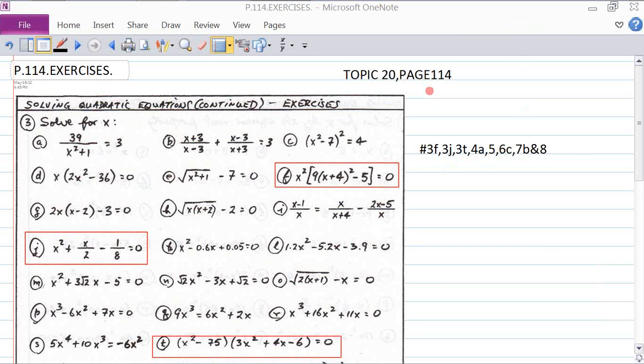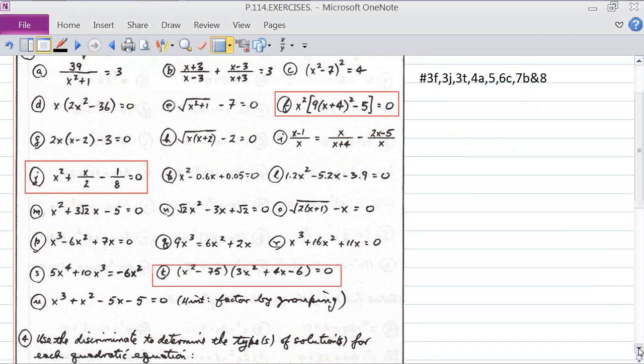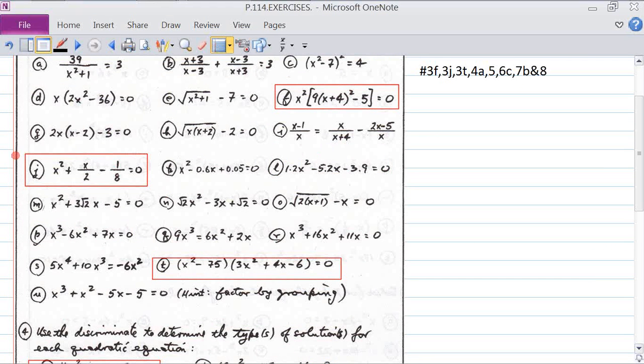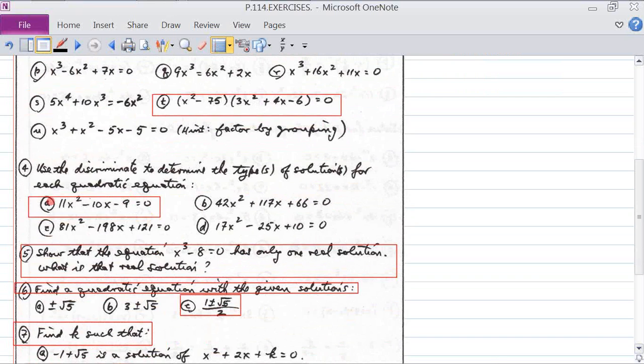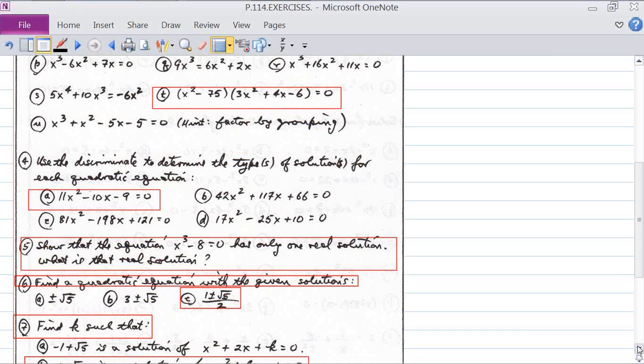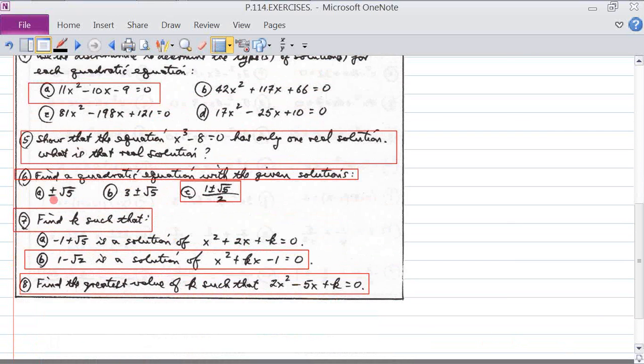On page 114, question number 3, we'll do 3F, 3J, and 3T. On question 4, we'll do part number A. On question 5, we'll do 6C. On number 7, we'll do 7B, and we'll also do number 8.